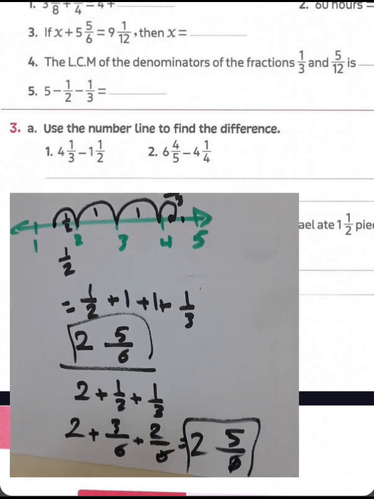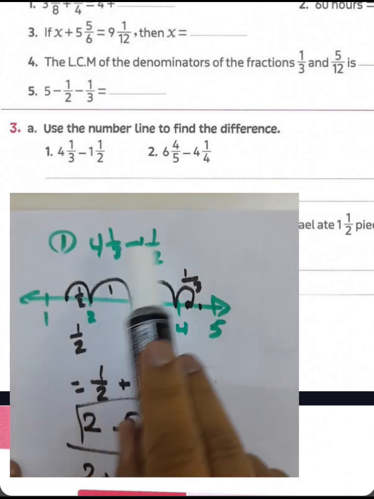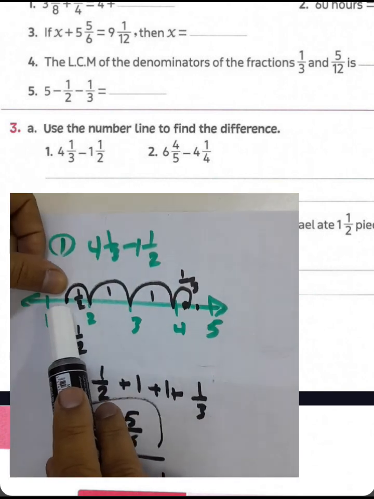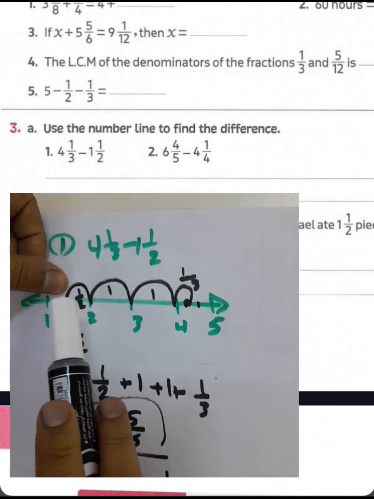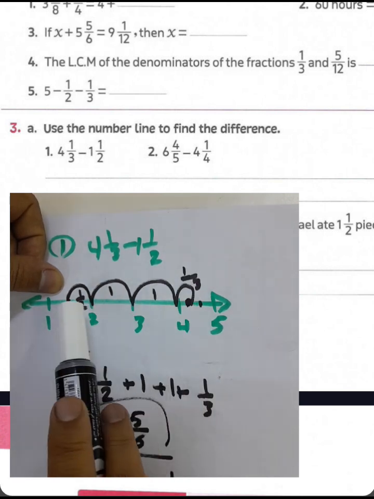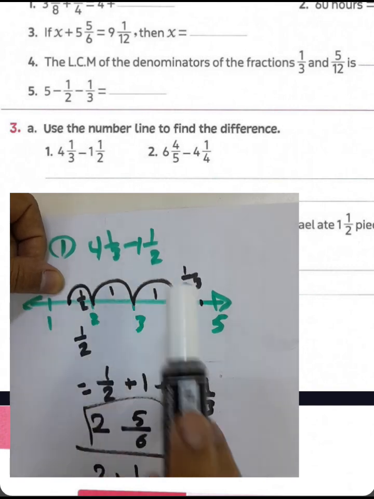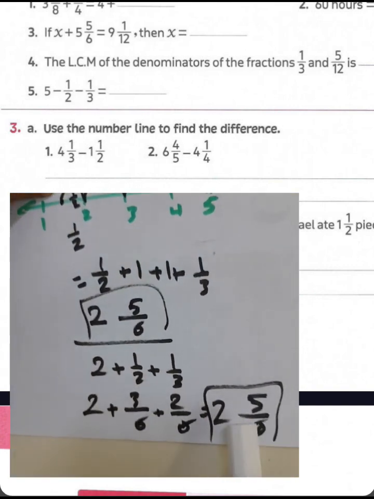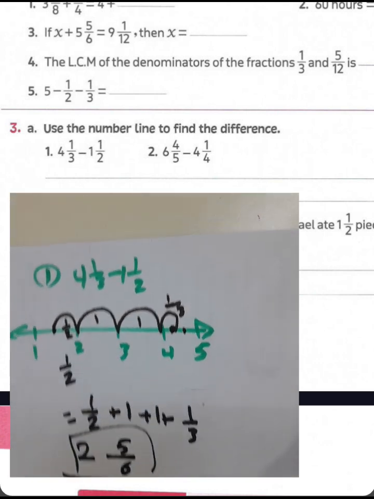Again, I will explain this example again. 4 and 1/3, subtract 1 and 1/2. You must begin from 1 and a half and go to 4 and 1/3 here, and count all the parts: 1, 1, a third, half plus 1 plus 1 plus a third. 1 plus 1 equals 2. Half plus a third equals 5 over 6. Then the total here will be 2 and 5 over 6. It's the difference between the two numbers.